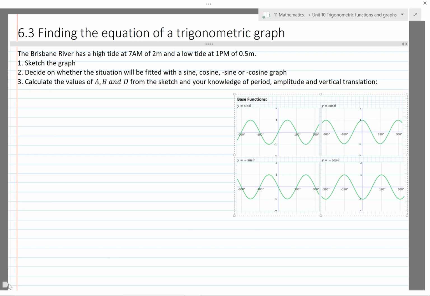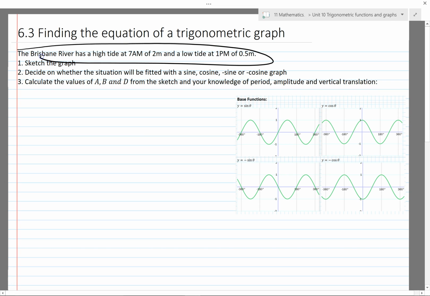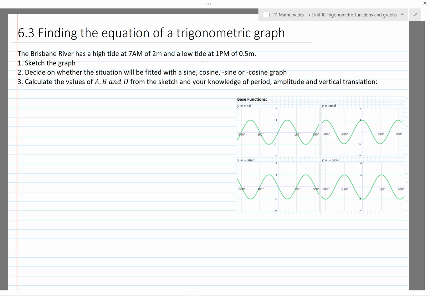In this lesson, you'll learn how to find the equation of a trigonometric graph. Got a little scenario here. Brisbane River has high tide at 8 AM of 2 meters and low tide at 1 PM of half a meter. Gonna have a go at sketching the graph.